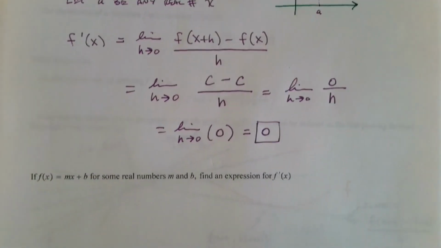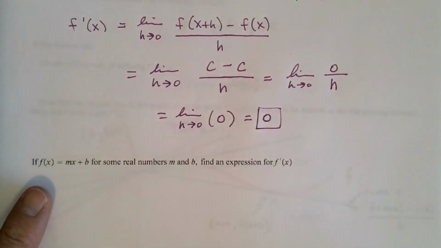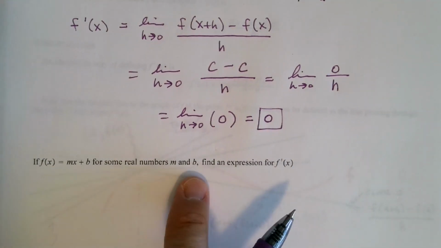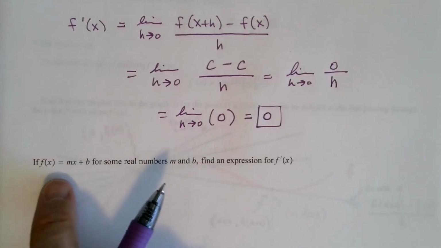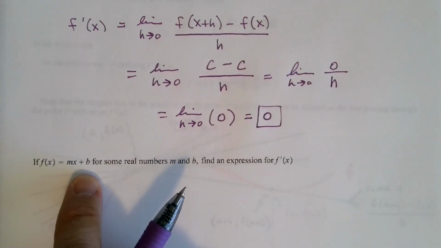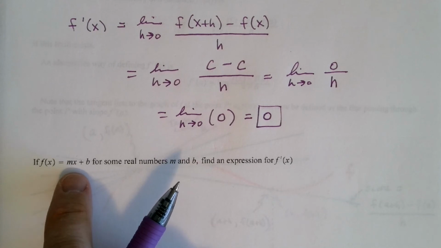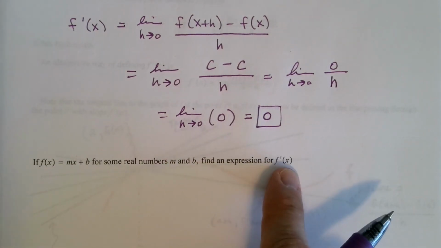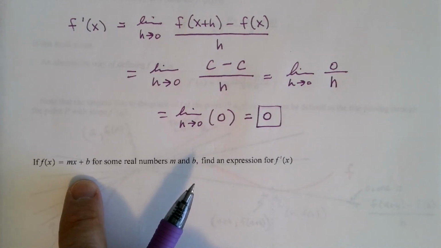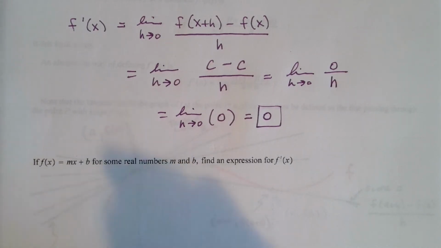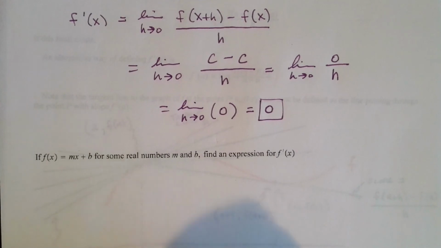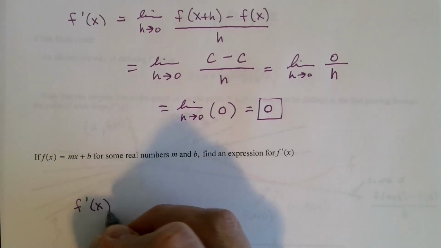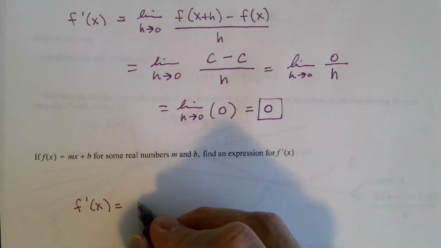Well, if we move one step further, what's the derivative going to be for the function f of x equals mx plus b for some real numbers m and b? So you should recognize this as a linear function. And what's the slope of this line? M. So what should the derivative be equal to at any point on this line? It should be m, right? Because the tangent line will coincide with the line in this case. Let's just confirm that. We're going to let a be the variable x in this case.